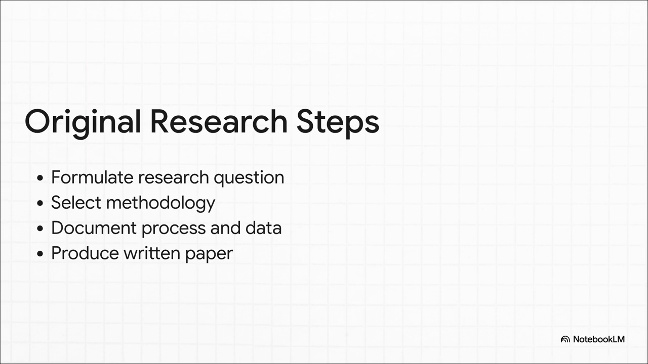The steps for original research require you to formulate a research question, select a methodology, and document your process and data sources way before producing the actual written paper. And honestly, this isn't just busy work. Whether you're a high schooler starting a research journal or a postdoc mapping out complex variables, documenting these early decisions showcases crucial intellectual development. It proves your process, not just your final output.